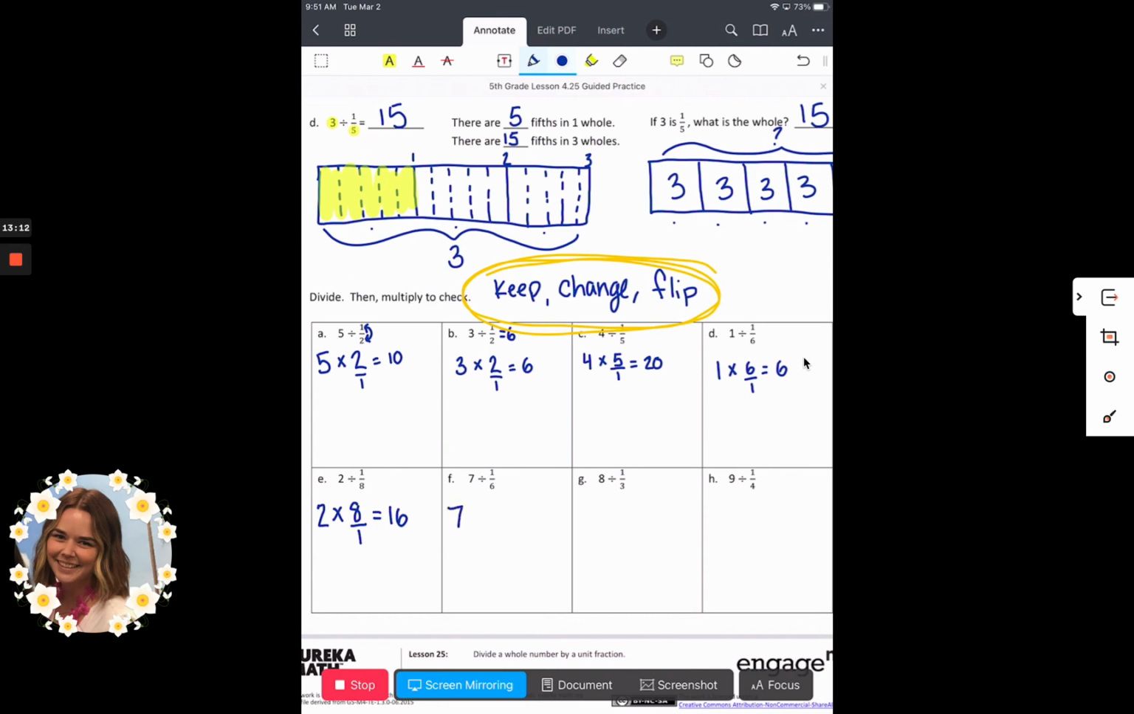F, we keep the first fraction, or the first number, change to multiplication, and flip our fraction. We have 7 times 6. G, we keep the first, change to multiplication, and flip the second, and we're left with 24. And H, keep the first, change to multiplication, and flip the second, and we're left with 36.